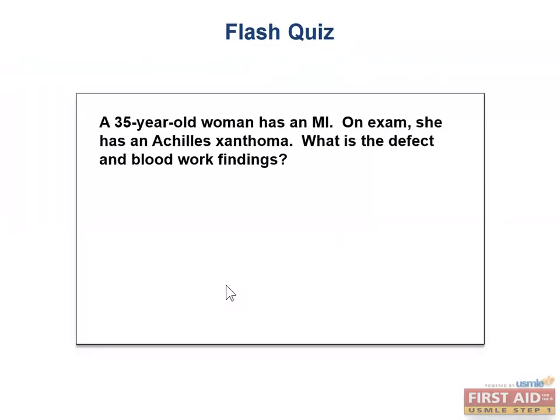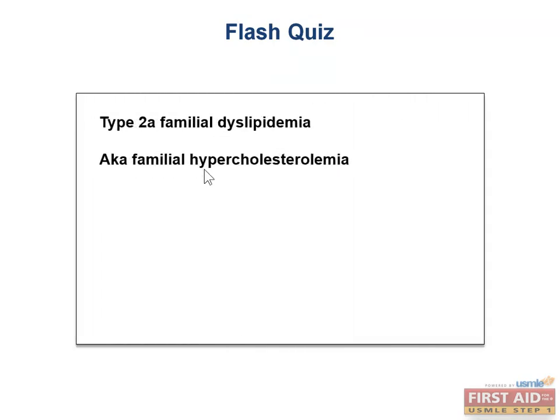Let's do a flash quiz. A 35-year-old woman has an MI. On exam, she has an Achilles xanthoma. What is the defect and blood workings most likely? This woman likely has type 2A familial dyslipidemia, which is also termed hypercholesterolemia. This disease results from absent LDL receptors, so LDL and cholesterol levels are increased in the bloodstream. So increased LDL and cholesterol.